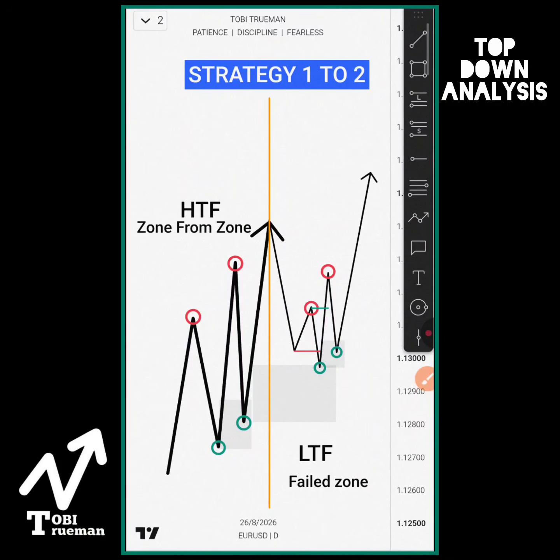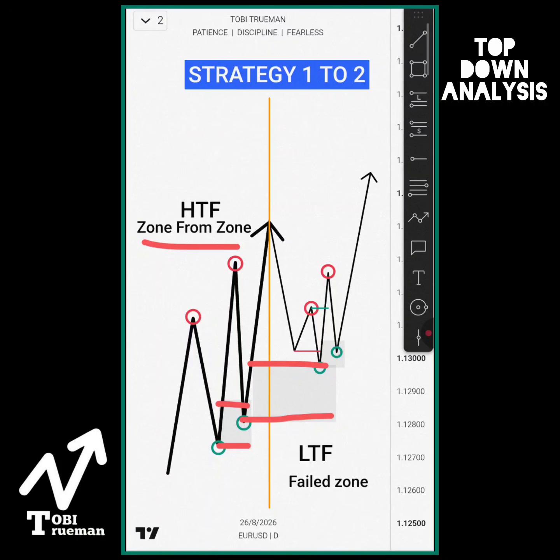Now, still looking at that, we can now look at strategy 1 to 2. What I mean by strategy 1 to 2 is this. Let's say this is our higher time frame. From our higher time frame, we want to identify strategy 1, and strategy 1 is what is called zone from zone, right? Meaning that this is zone 1. The first zone is valid, the second zone is valid on the higher time frame.